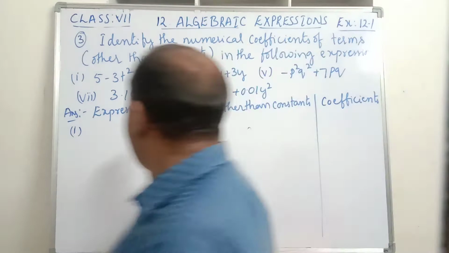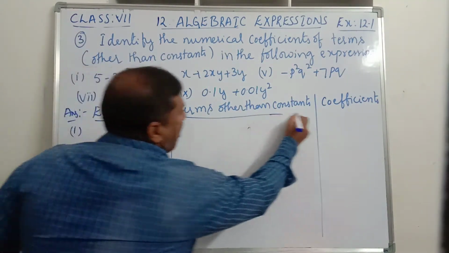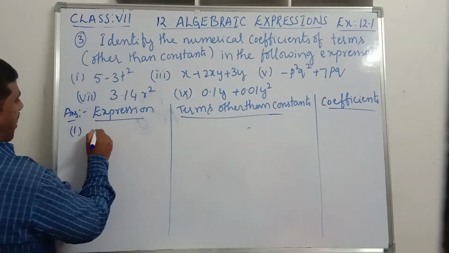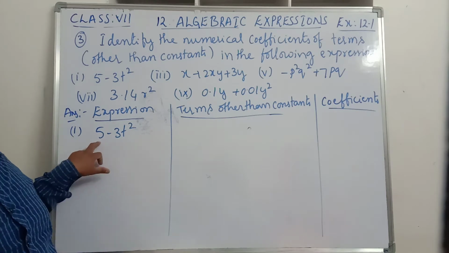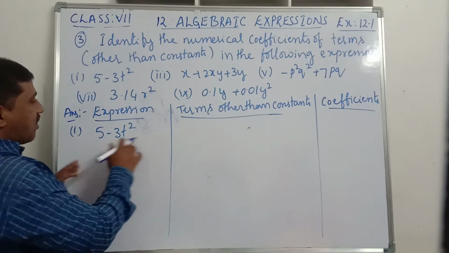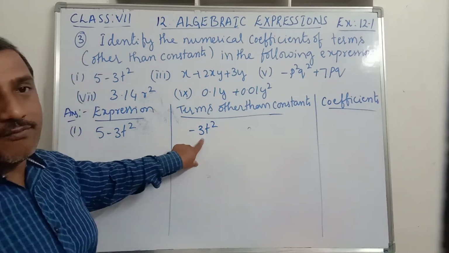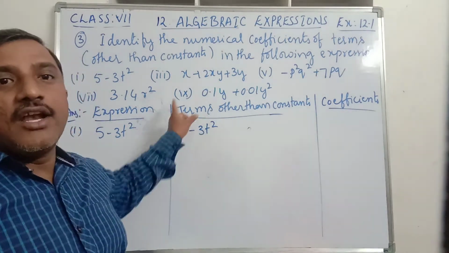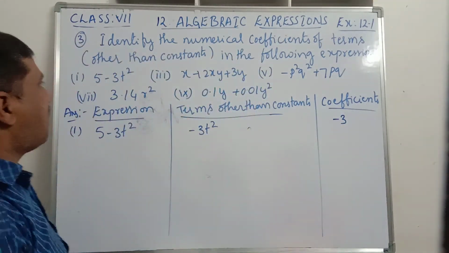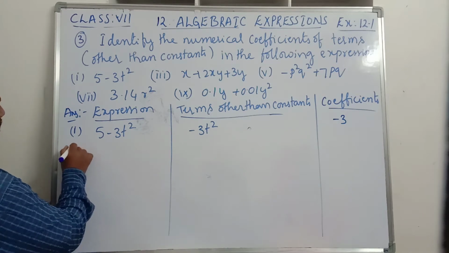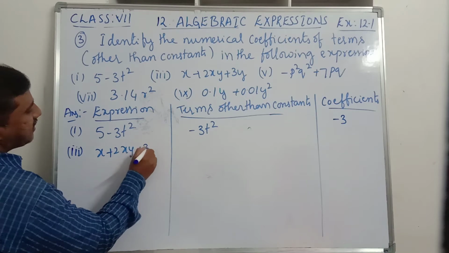Here we have some expressions. The first expression is 5 minus 3t square. Exclude the constant here, 5 is a constant. Then what is the term other than the constant? It is minus 3t square. Now what is the coefficient of minus 3t square? It is nothing but the numerical value, which is minus 3.